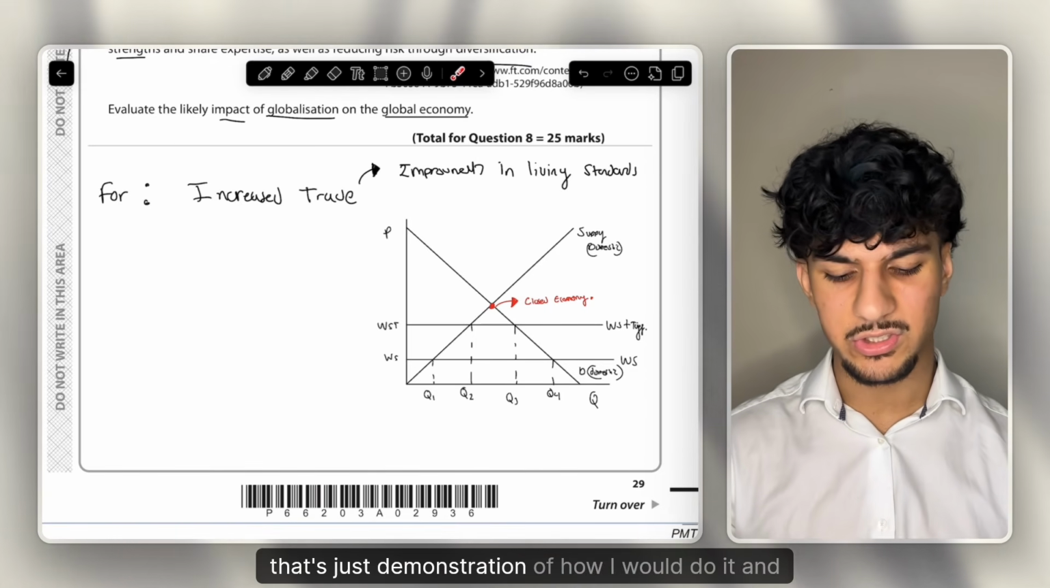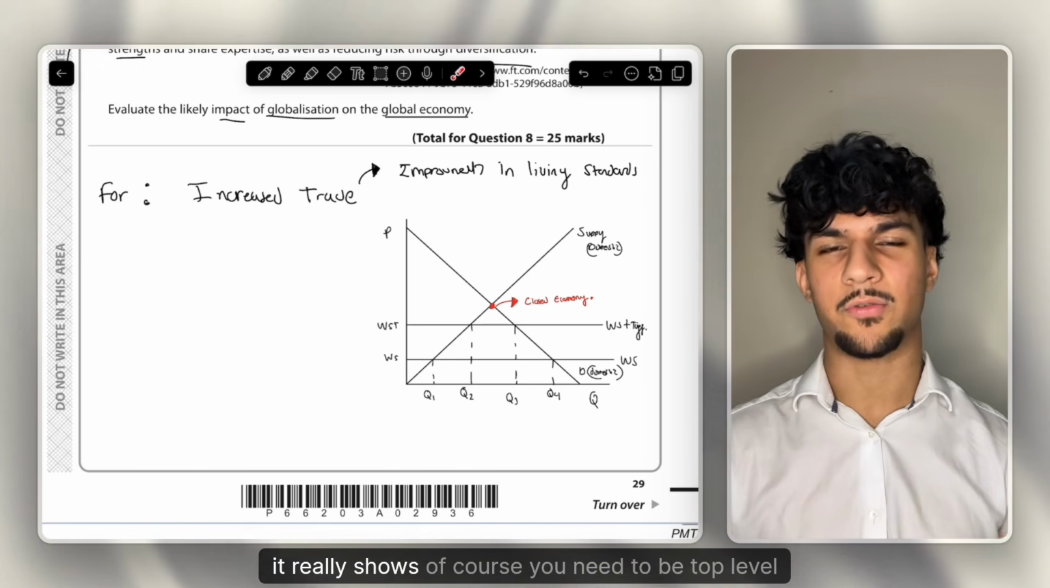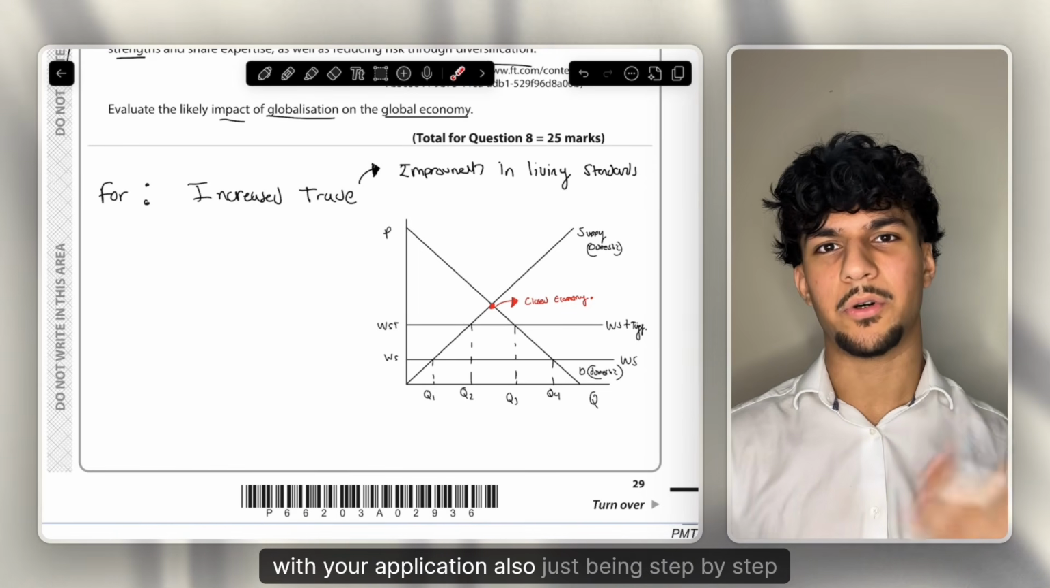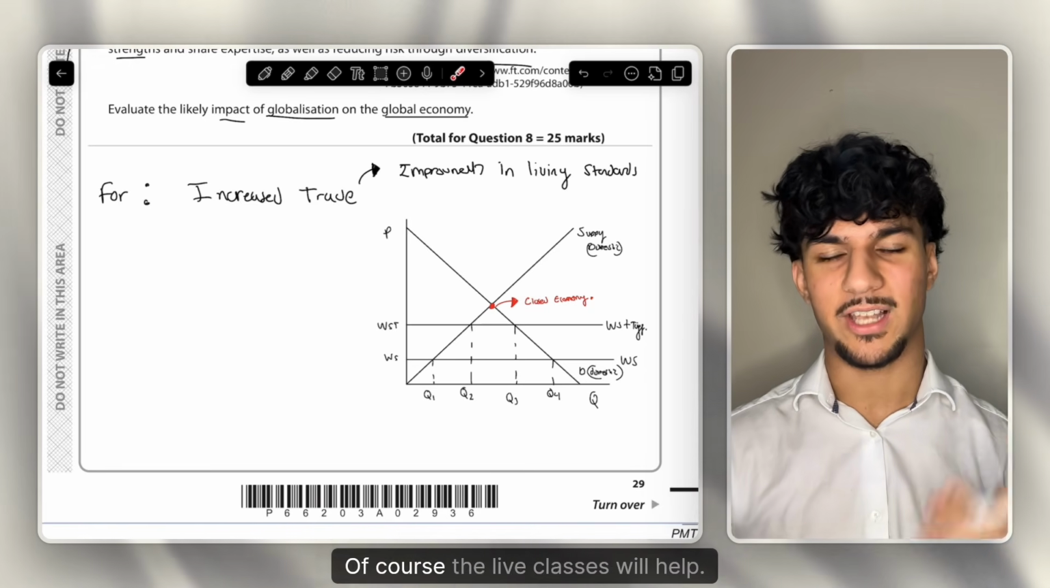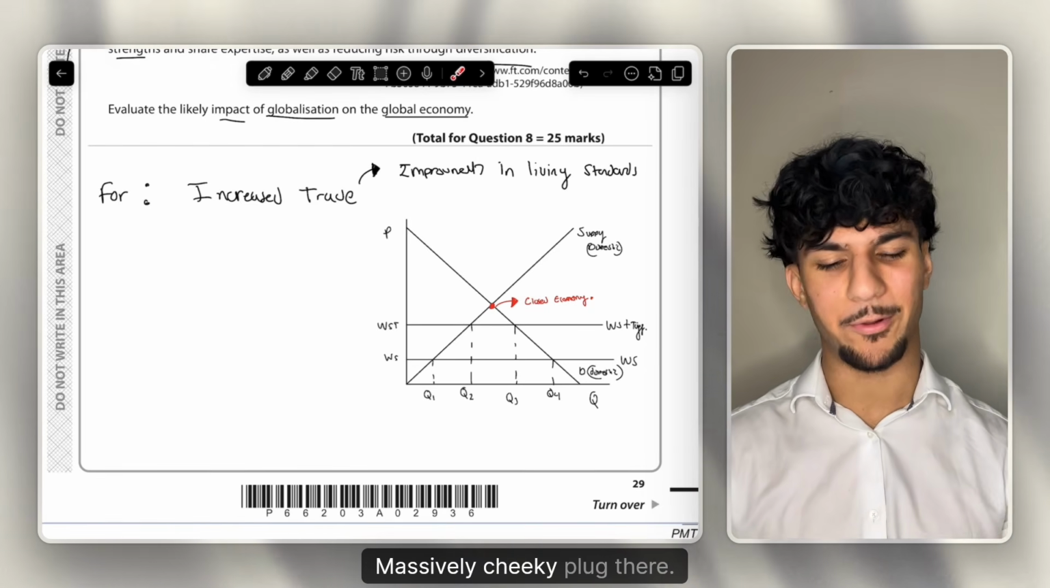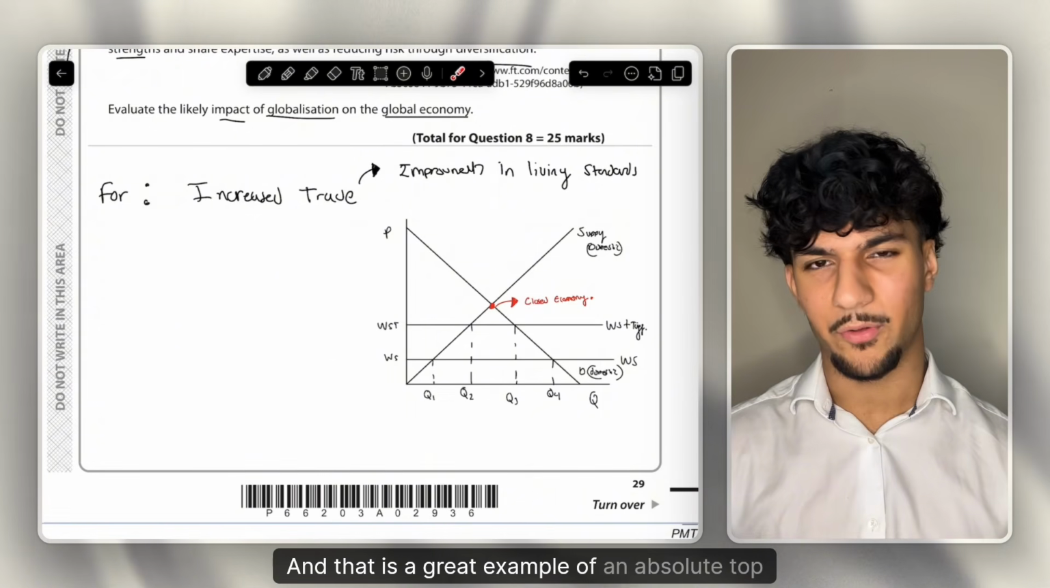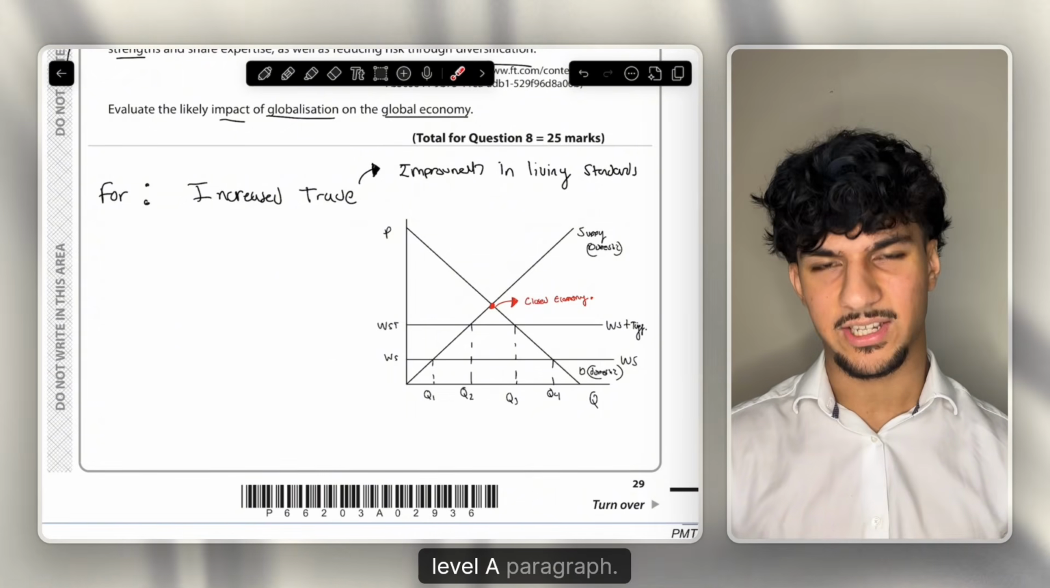So yeah, that's just a demonstration of how I would do it, and it really shows, of course, you need to be top level with your application, also just being step by step with that chain of analysis, having content mastery. Of course, the live classes will help massively, cheeky plug there, and that is a great example of an absolute top level A star paragraph.